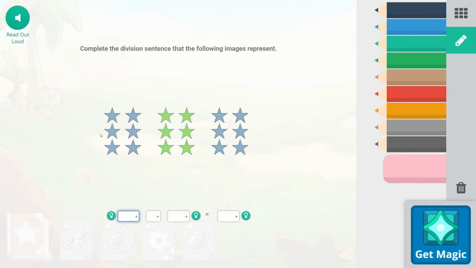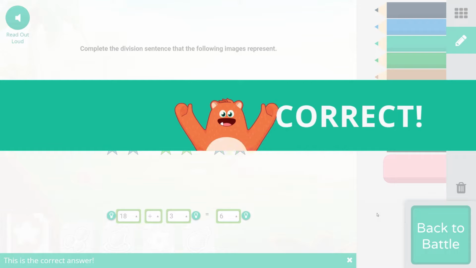All right, so complete the division sentence that the following image represents. So division, remember we start out with the largest number in 3rd grade. So our largest number is going to be these added up: 6, 12, 18. 18 divided by 3 groups equals 6 in each group. Woohoo!